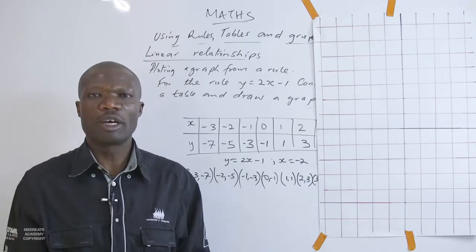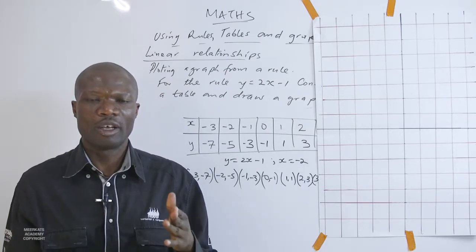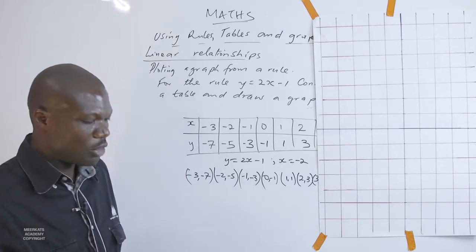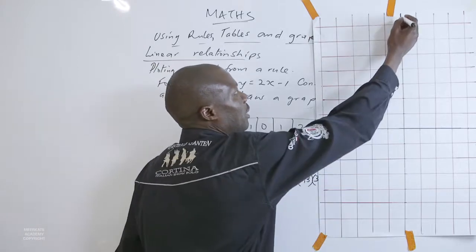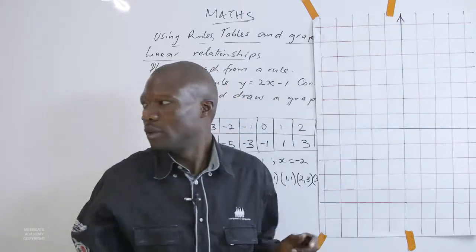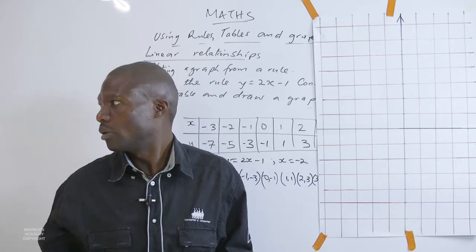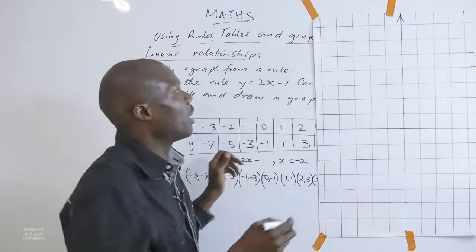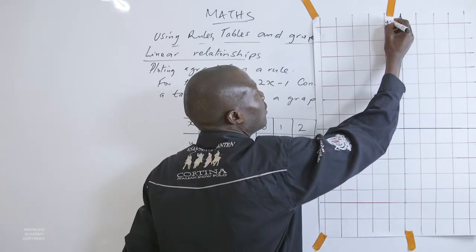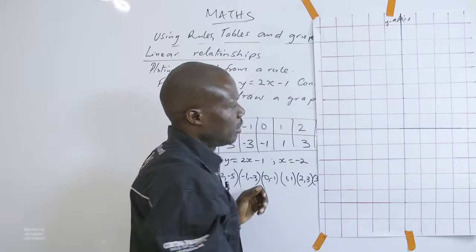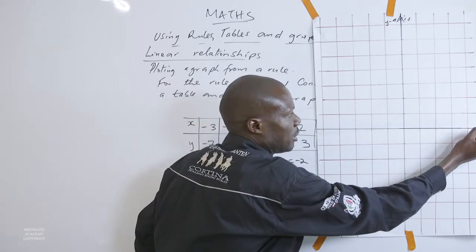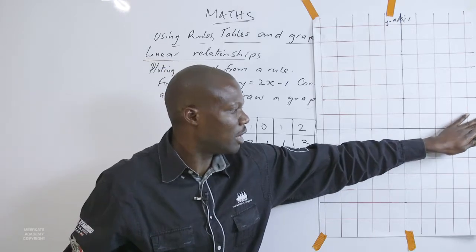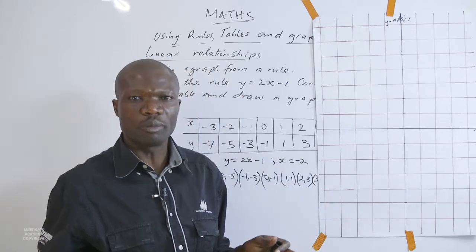So we need to come up with a Cartesian graph, and we should be able to identify the axes, where we have the y-axis, and we have our x-axis here, and then from this x-axis that we have, we label them.